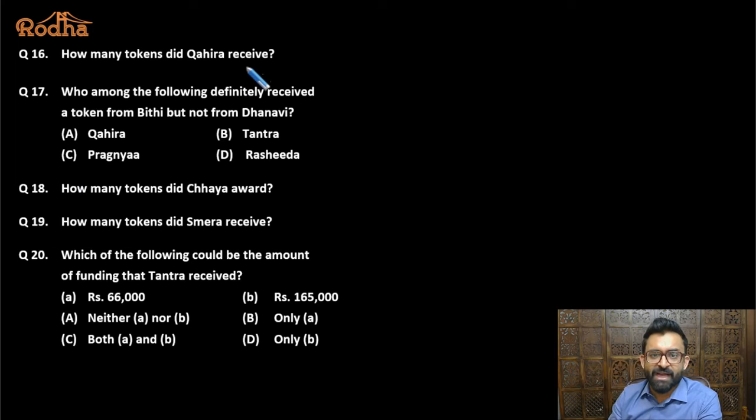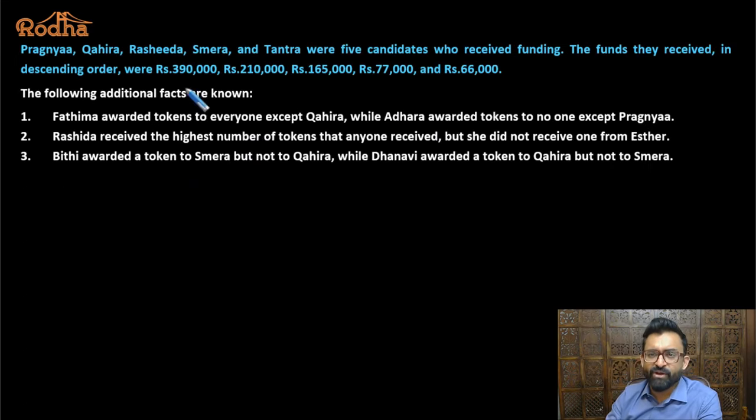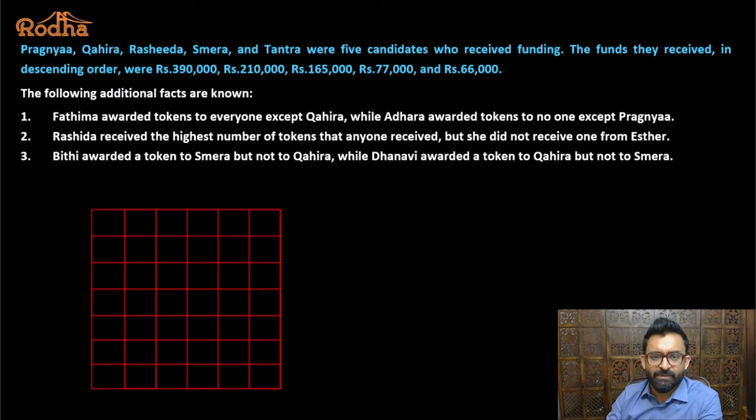How many tokens did Kahara receive? Who among the following definitely received the token from B but not from Dhanvi? So let's start this particular set. We are going to make a table out of it. We'll write the numbers. We have to write all the numbers in their prime factorization. Why? Because I don't know who is awarding what token, so let's have an idea of it.